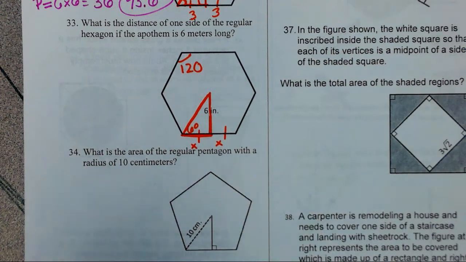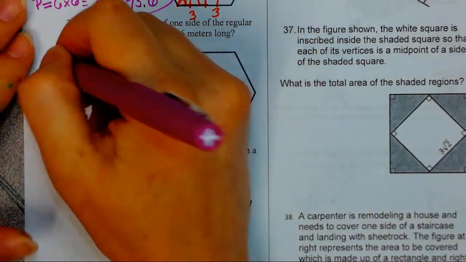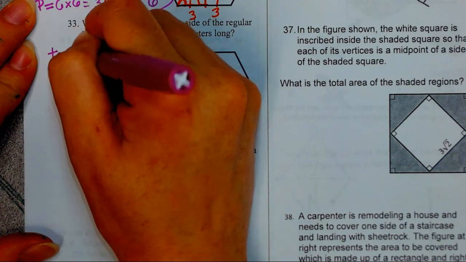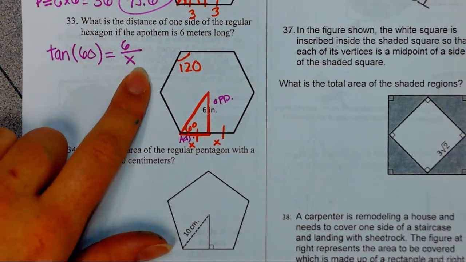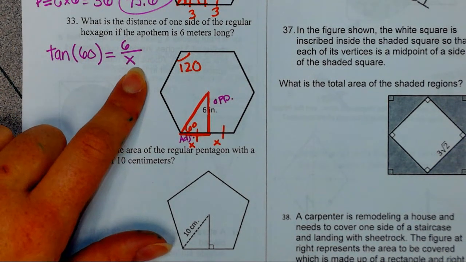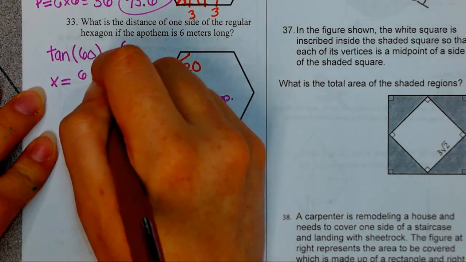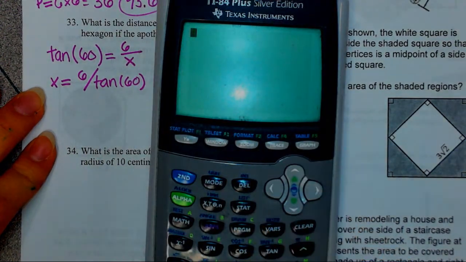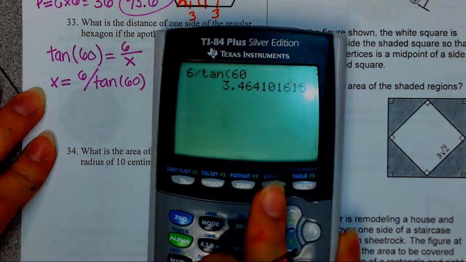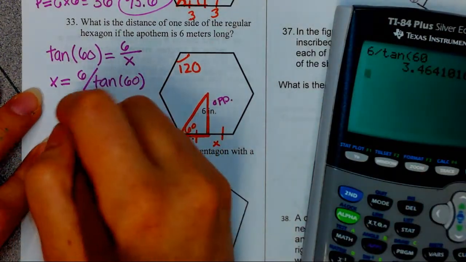So now this time around, opposite, adjacent, we're still going to use tangent. But when we plug things in, we get tangent of 60 is equal to 6 over x. X is in the denominator this time, which means that we're going to need to divide by the tangent of 60. So x is going to be equal to 6 divided by tan of 60. So that's equal to about, we'll say 3.46 to be a little bit more accurate.